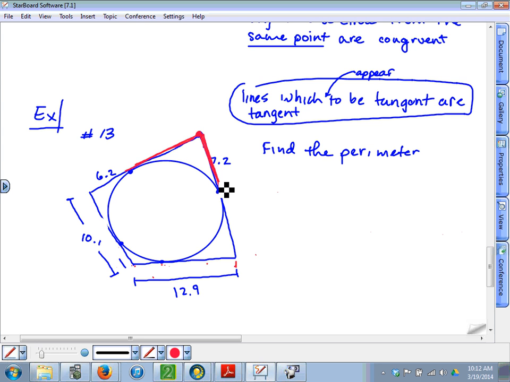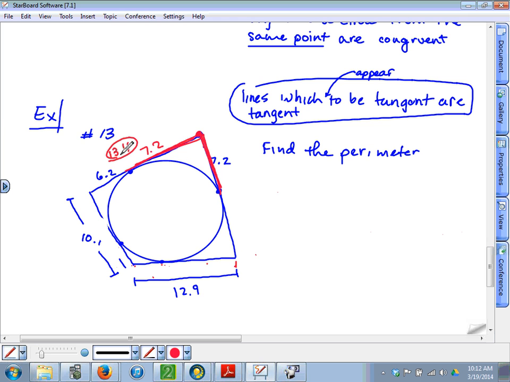They're the same. If this is 7.2 from here to here, then what's this? 7.2. Now we know that entire length, yes? If we add those two together, 6.2 and 7.2, 13.4. That's going to be 13.4 for that one.